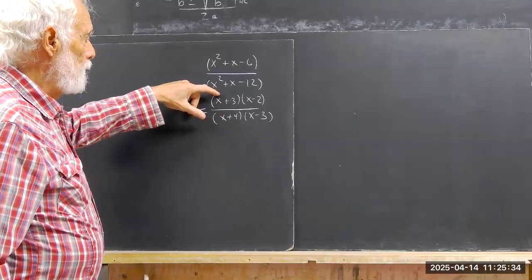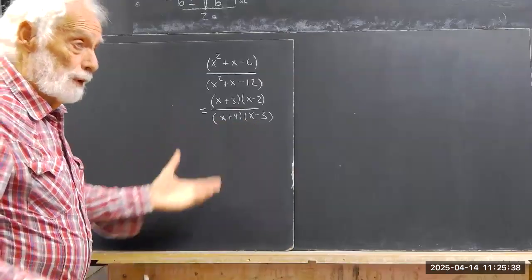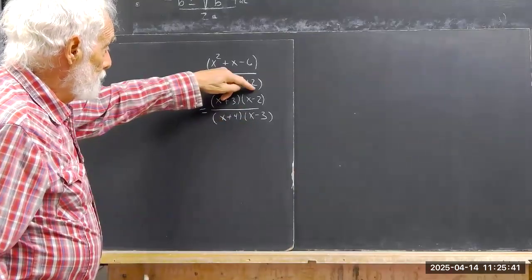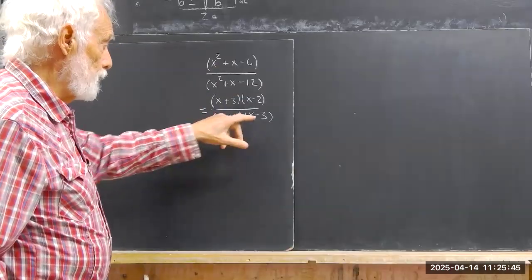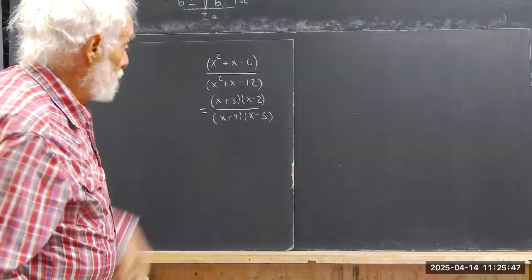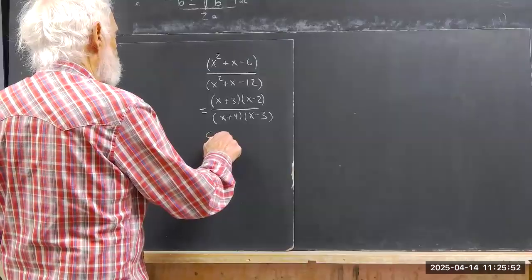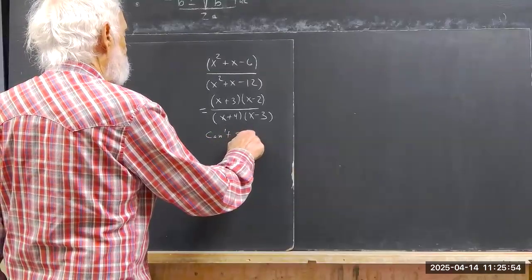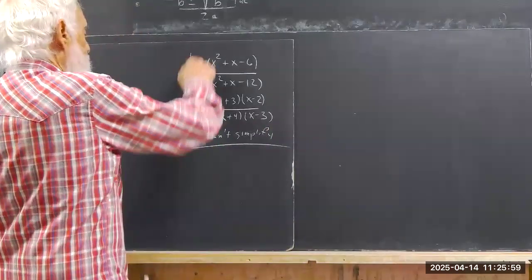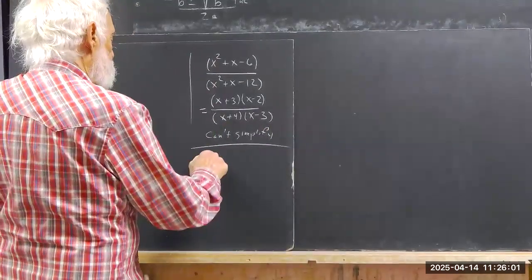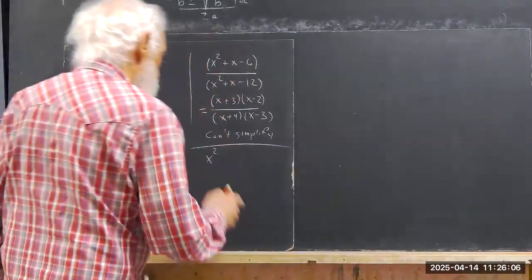The x plus 3 in the numerator doesn't have an equal factor in the denominator, so it's got to stay there. X minus 2 doesn't have an equal factor in the denominator. The factors are x plus 4 and x minus 3. So x minus 2 has to stay there. So this is done, and we can't simplify this expression.